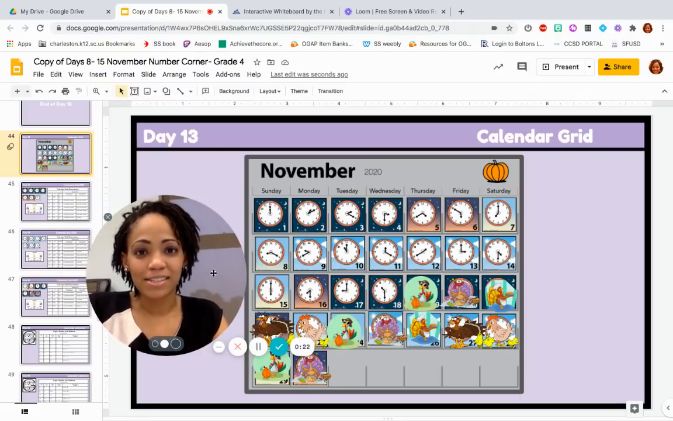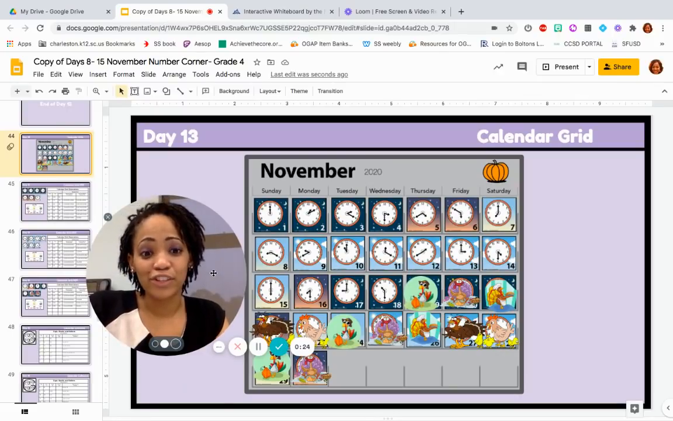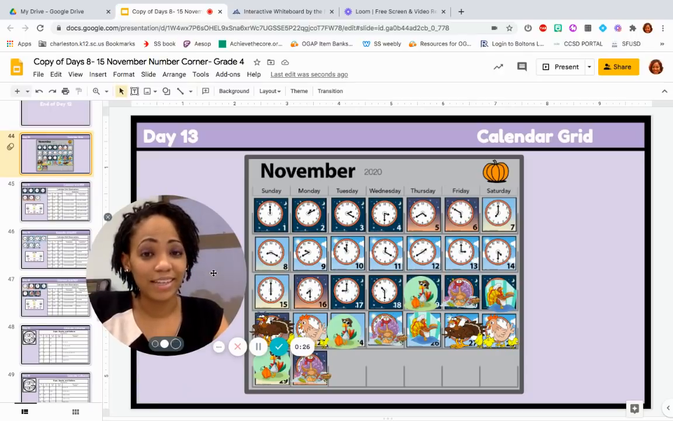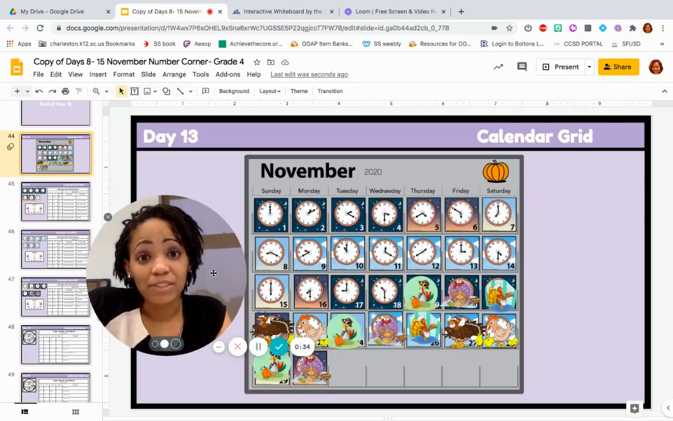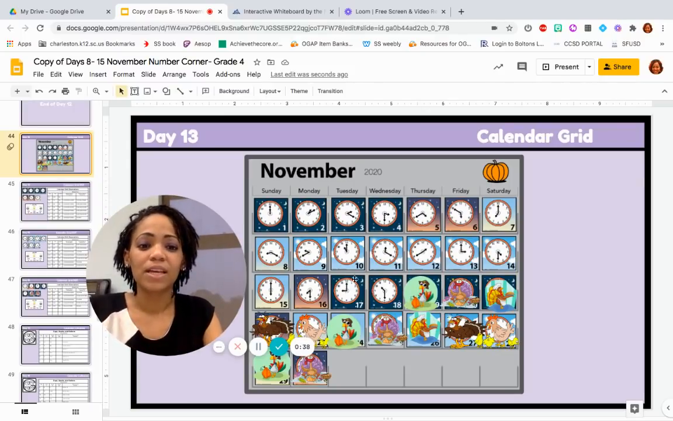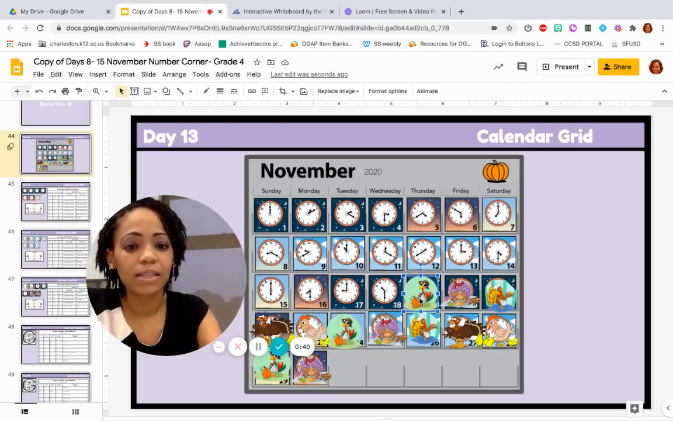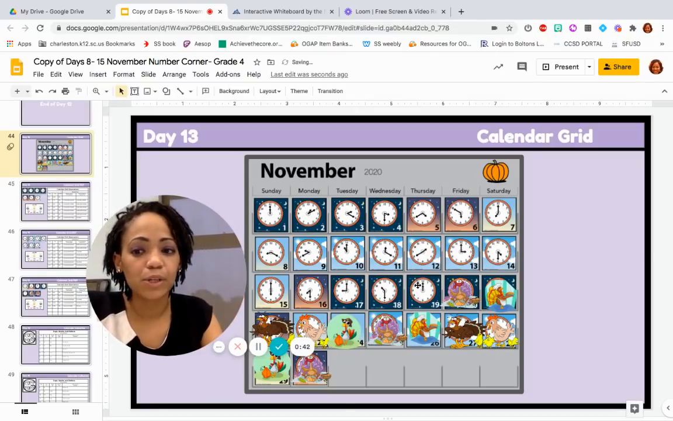Hey friends, it is Thursday, November the 19th, and today we have kind of a lot of work to do, but we're going to push through and we're going to get through it because we know we have to, and it's almost Friday, so that's even more encouraging. Like I said, it's the 19th today, and here is our new marker.